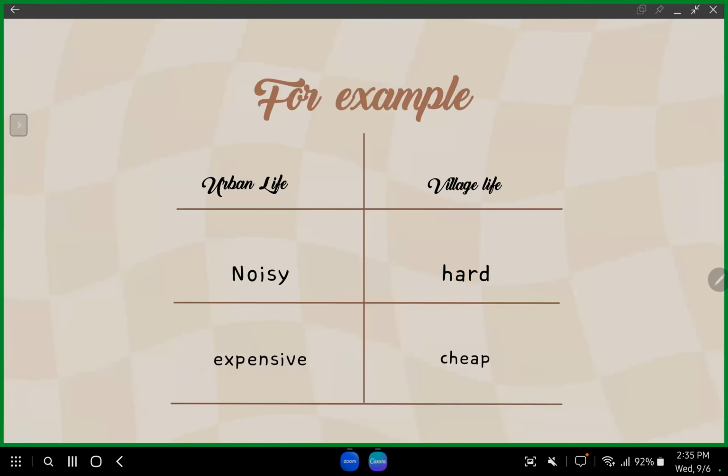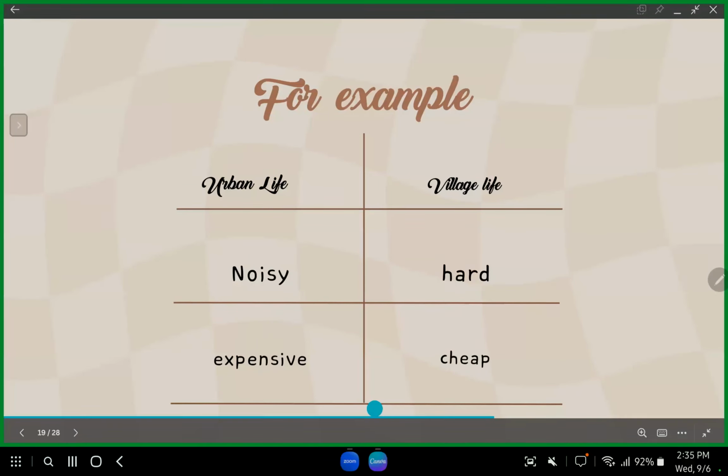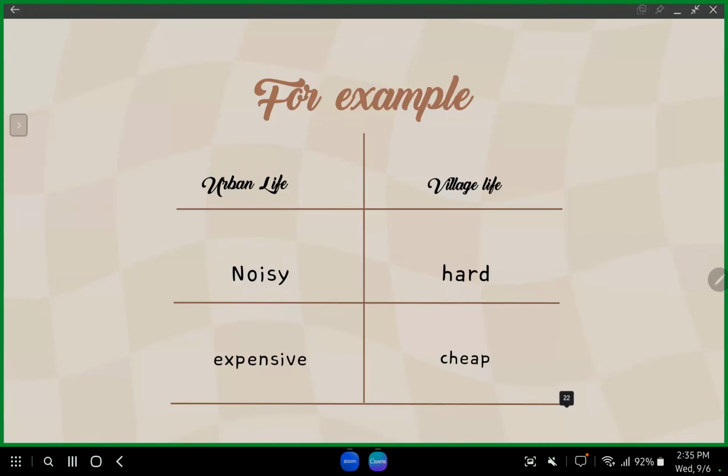These are some of the adjectives that I would use. We have noisy for urban life, whereas for village life, I would say it's quiet. Ignoring what's here on the screen, it's quiet in the village. Then urban life is also expensive, whereas village life is cheap.